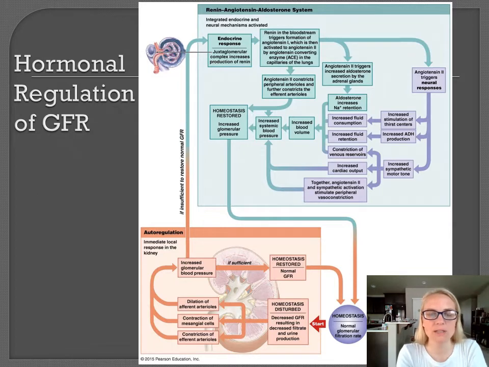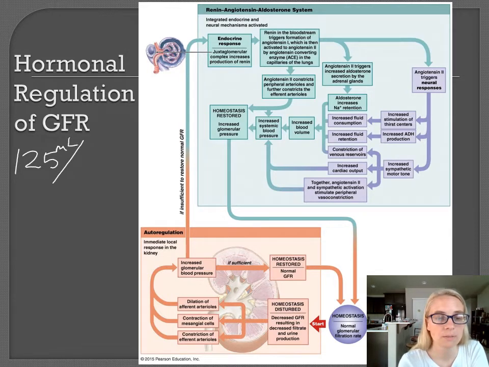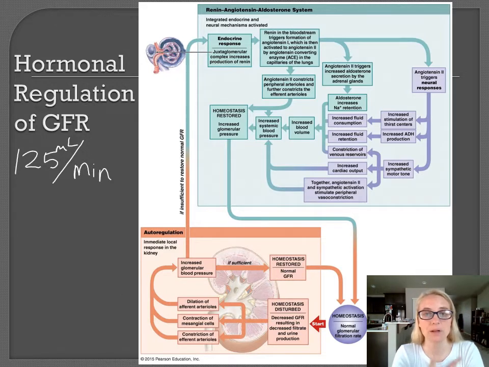All right, so we just got done taking a look at the filtration of the glomerulus. So there is a value that we need to maintain for homeostasis called the GFR, glomerular filtration rate. And the average or normal glomerular filtration rate is about 125 mils per minute. So in about a minute of time, your kidneys can filter 125 mils. That is the rate. This is our goal, to maintain homeostasis.